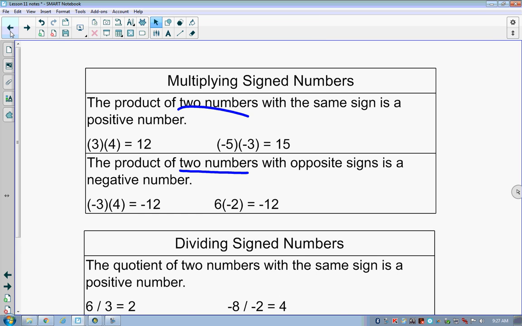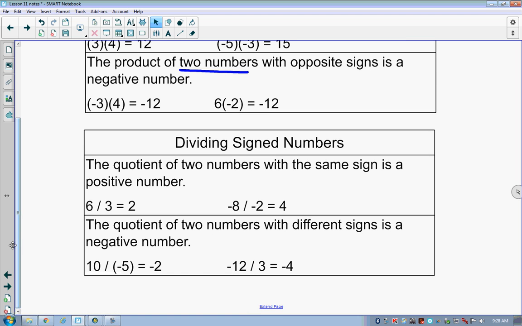Oh, sorry. We didn't scroll down. Let's come down here a little bit. Dividing signed numbers. In the same way, if I divide a positive by a positive, I'm going to get a positive. If I divide a negative by a negative, I'm going to get a positive. Okay? Negative 8 divided by negative 4 will be a positive 2. Okay? But the same way that multiplication worked, if I divide unlike signed numbers, I will always get what? A negative number. So 10 divided by negative 5 will be negative 2, because negative 5 times negative 2 is positive 10. Okay?